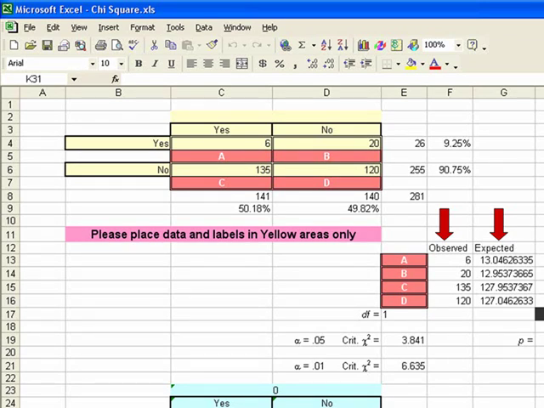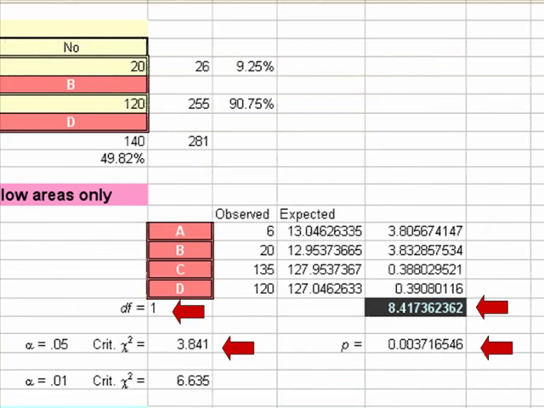Let me focus in on these observed and expected values a little more. Let me zoom in on that. To the right of that, there are the chi-square values. At the bottom, in the blackened cell, we have a chi-square value of 8.4174, which rounds to 8.417. That's our observed chi-square. We can also see down here what our degrees of freedom are. Our degrees of freedom are 1. There's a red arrow pointing to that.